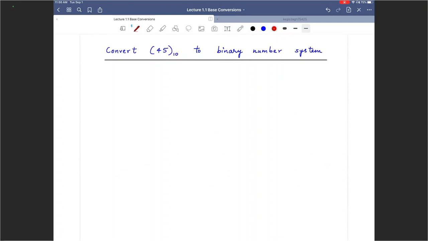45. Okay, so let's do something interesting here. How can I make 45? I can make 45 by using 32, and what else do I need? I need 8 to reach 40, and I need 4 and 1. So I'm using numbers that are powers of 2 here. The answer should be 1 in the 5th position, 0 for 16, 1 for 8, 1 for 4, 0 for 2, and 1 for 1. That's your answer.